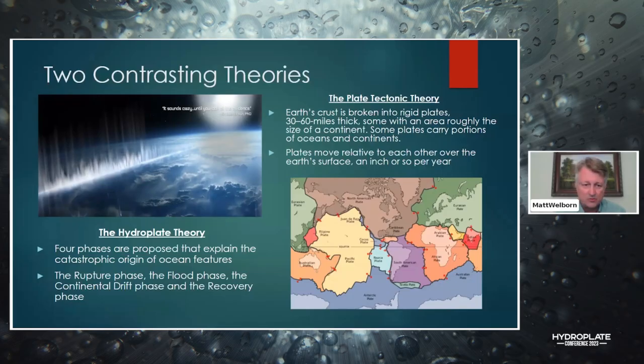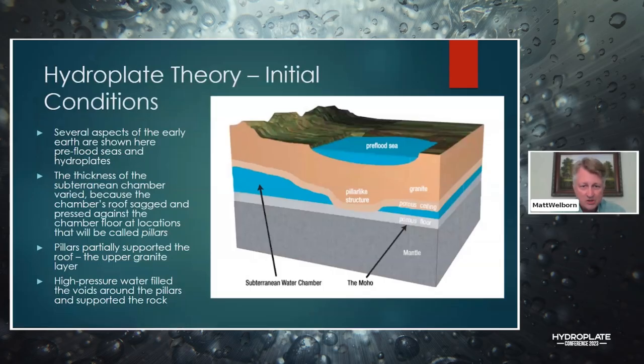And as we go through the presentation, we'll take a look at all the work that Dr. Brown did to compare these 2 theories and show how it's really not even close. The hydroplate theory provides a much better explanation for all the features we see in the Earth's oceans. So I'm going to talk a little bit about the hydroplate theory to begin with. I'm going to talk about the 2 theories, the hydroplate and a little bit more about plate tectonics, and then we'll go into some of the specific evidences.